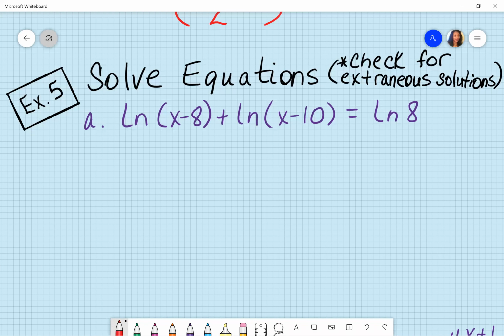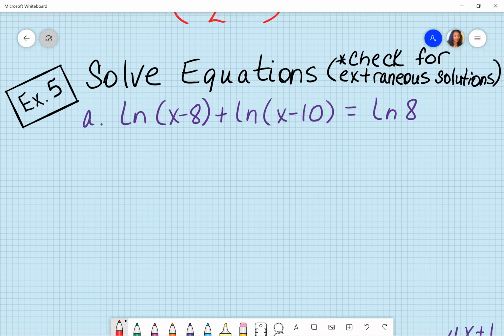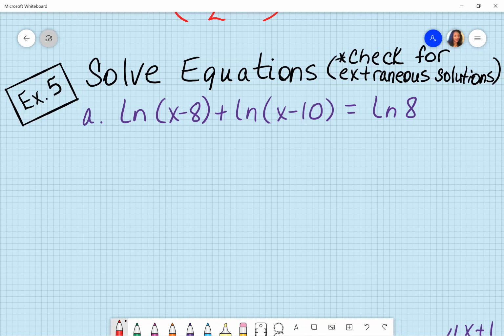Example 5, I am solving equations. Make sure to check for extraneous solutions. Now you see log, the natural log, but it has the same rules as log. So if I see a plus sign here, that tells me I'm going to use my product property. Again, look at my property of logs video if you forgot this.